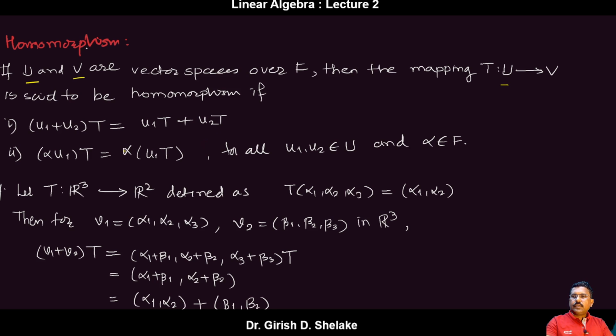The second condition is (alpha u1) operated by t is equal to alpha times (u1 operated by t). In this case, t must preserve the scalar multiplication from U to V. Now we consider one example of homomorphism.